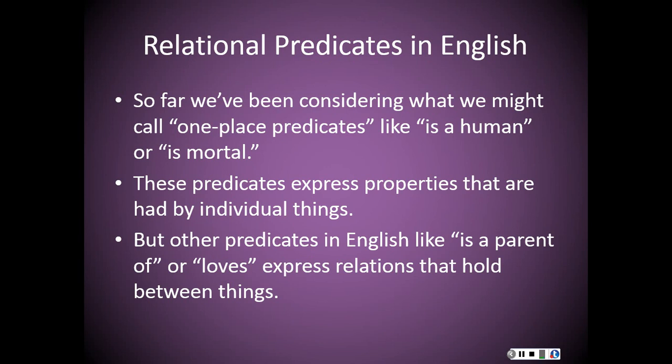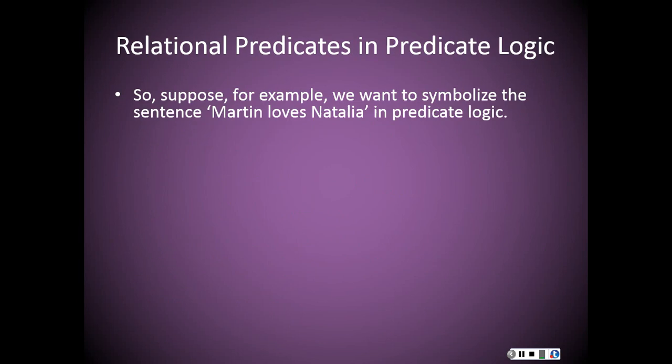So I am a parent of Gloria. The predicate "is a parent of," as used in that sentence, does not express a property that I have alone, but rather it expresses a relation that holds between myself and Gloria. So what we want to do now is figure out how to translate sentences involving relational predicates into the predicate logic. So let's look at an example of such a sentence.